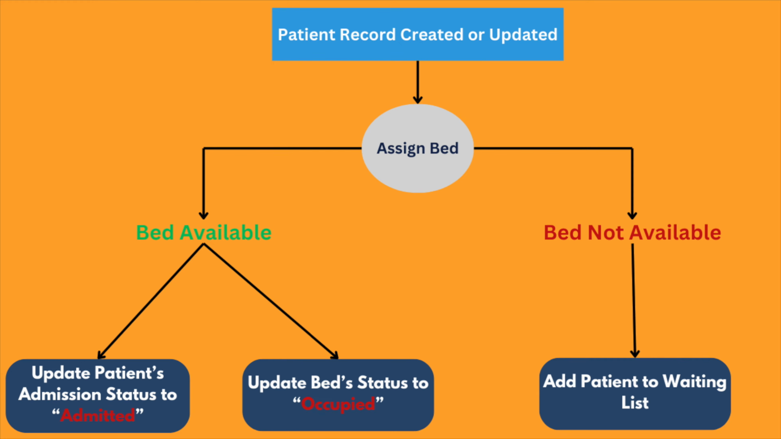So in our hospital management system, when a patient record is created or updated, then we need to assign a bed based on their priority. And if a bed is assigned, then we need to update the admission status of the patient to admitted. And also we need to update the bed's status as occupied. And there is one more thing, which is if no beds are available for a patient, then we need to add the patient to the waiting list.